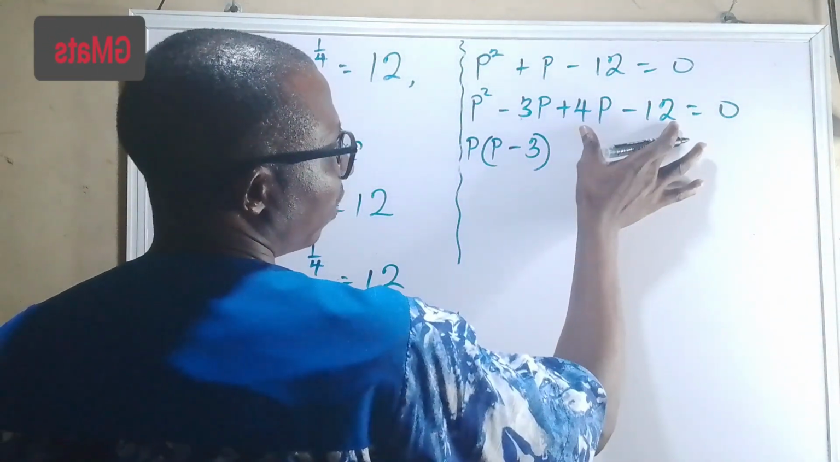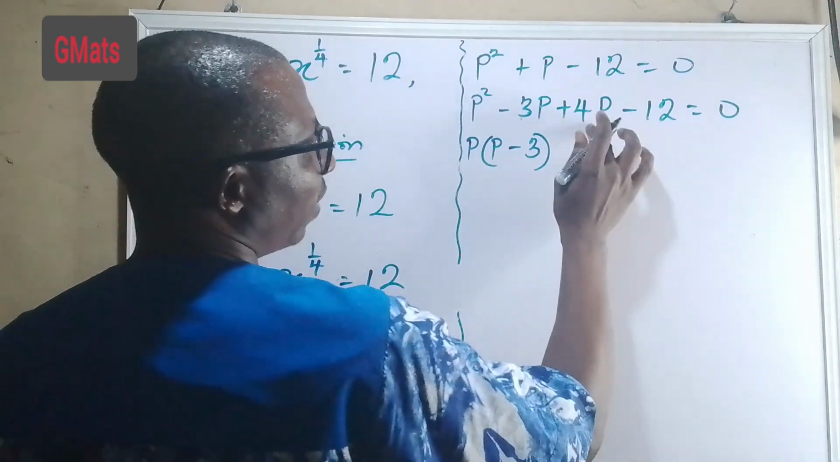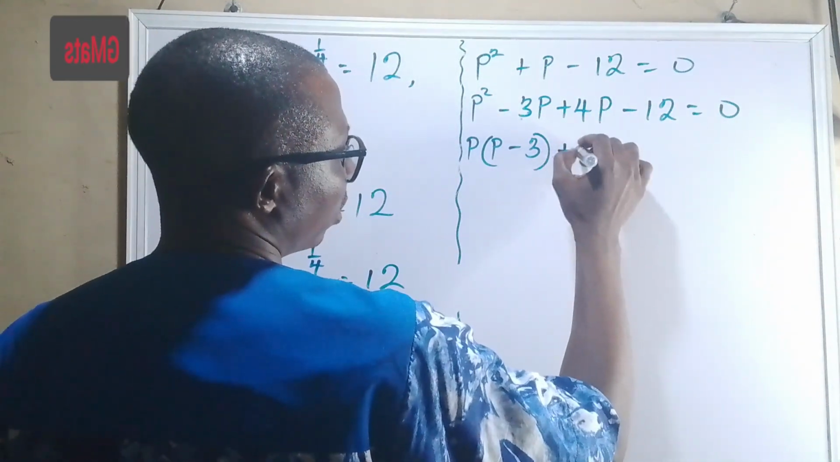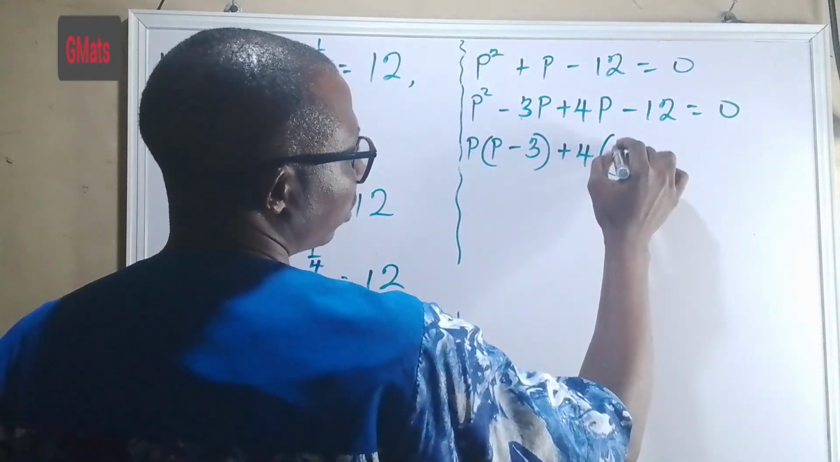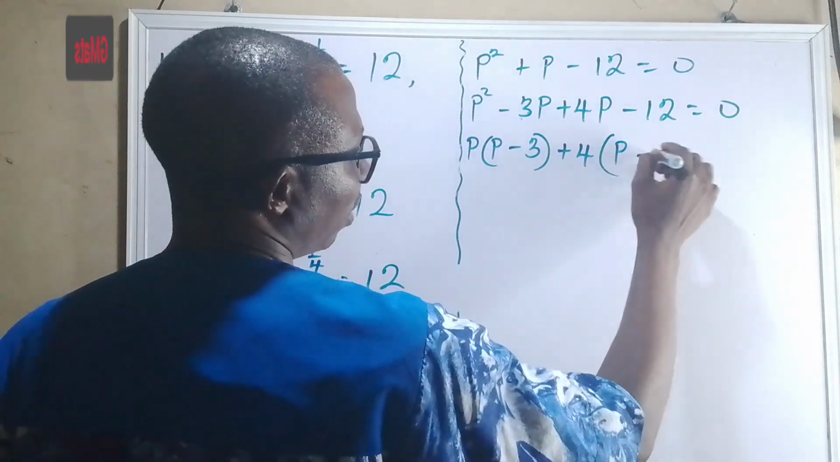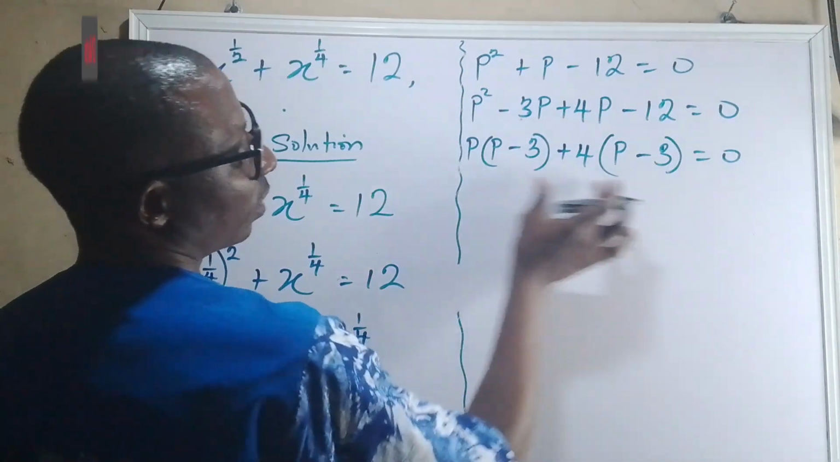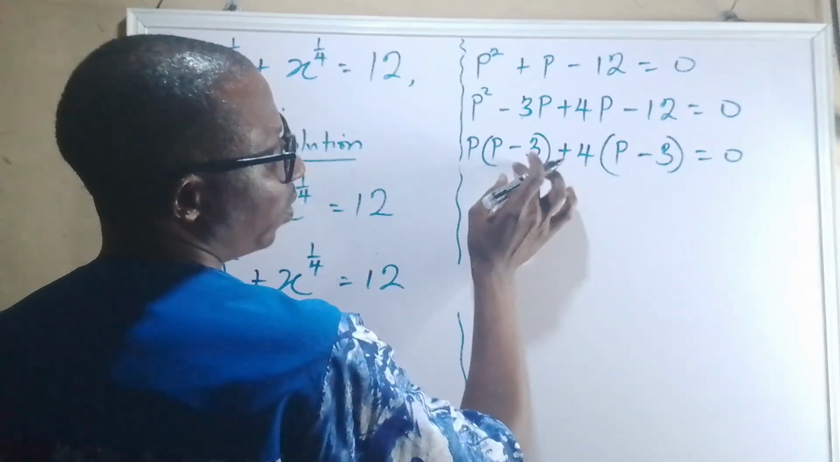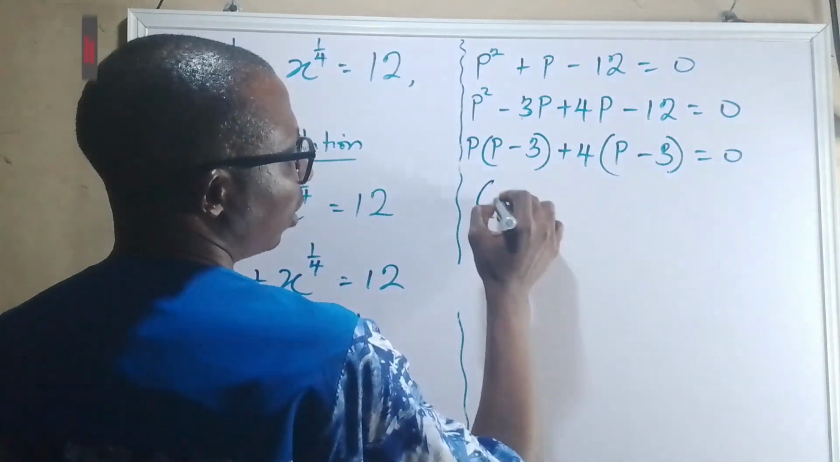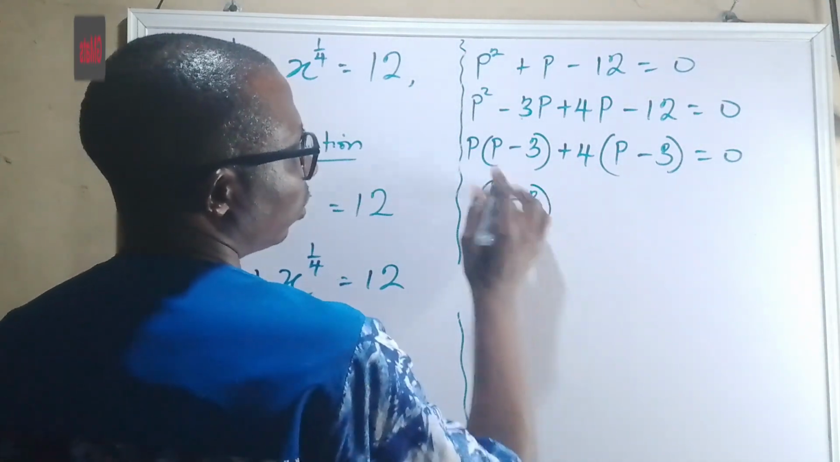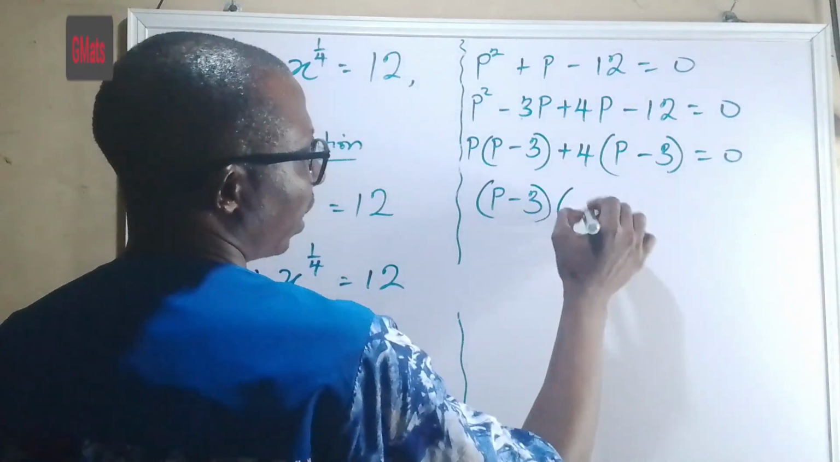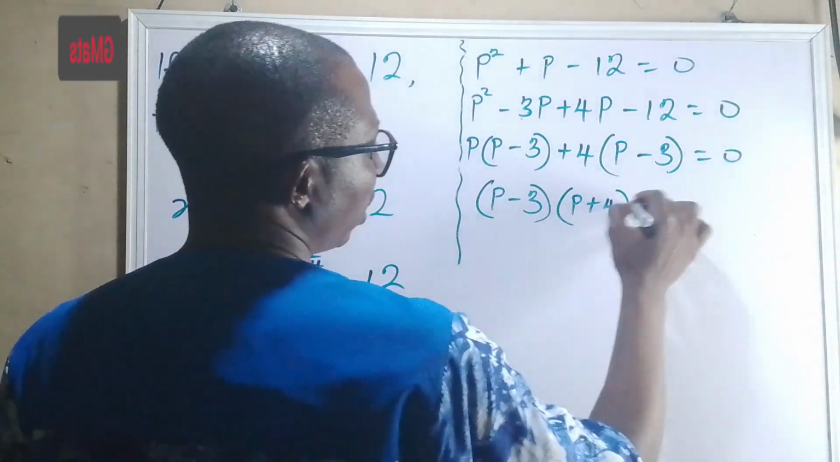Now here, the common factor is 4. So divide 4p by 4, you have p. Divide this by 4, you have minus 3 equals 0. The common factor in these two terms is p minus 3. So you factor that out, you have p minus 3, and now this and this, you put them in brackets, you have p plus 4 equals 0.